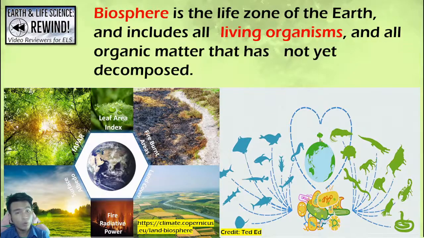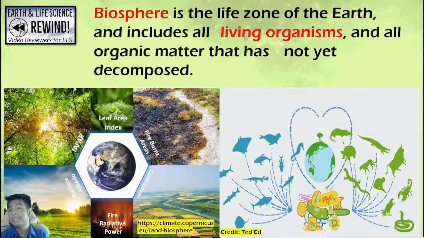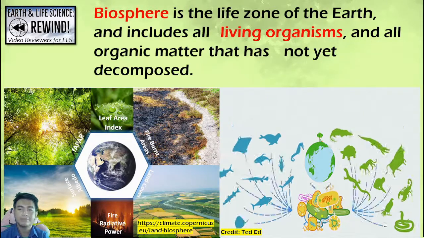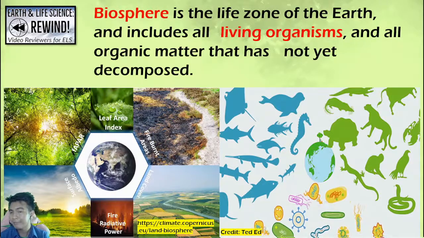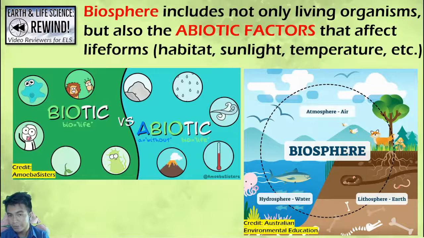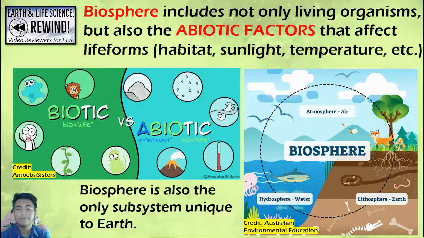The last and the only unique subsystem on our planet Earth is the biosphere. Biosphere is the life zone of the Earth, and it includes all life forms, all living organisms, all their ecosystems, and organic matter that has not yet been decomposed. It is also important to note that within the biosphere lies not only life forms but abiotic factors. What are abiotic factors? These are necessary components for life: habitat, sunlight, temperature, humidity, water, etc. Remember that the biosphere is the only unique subsystem available to Earth.